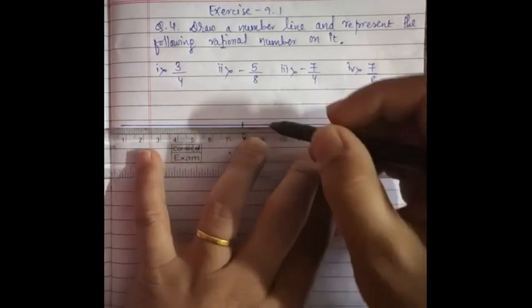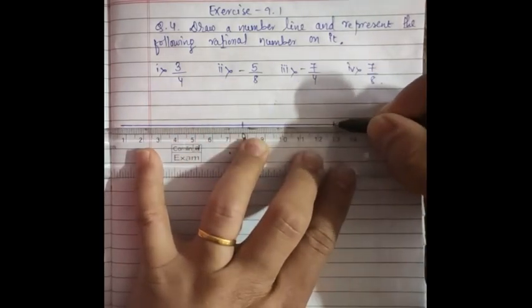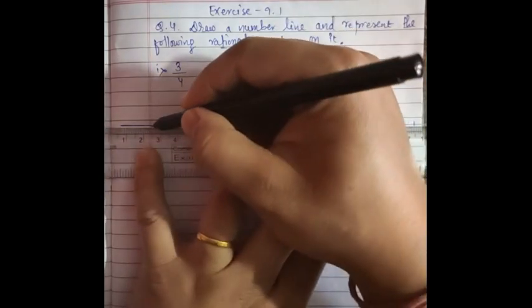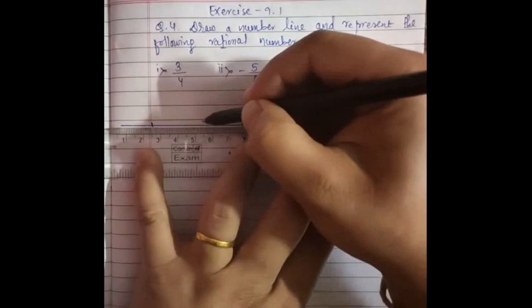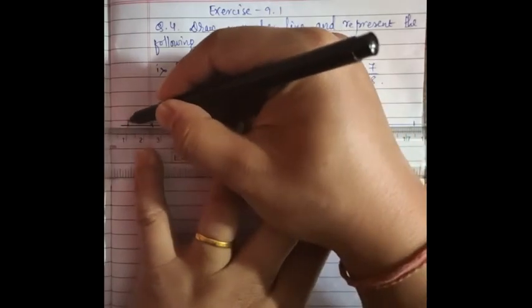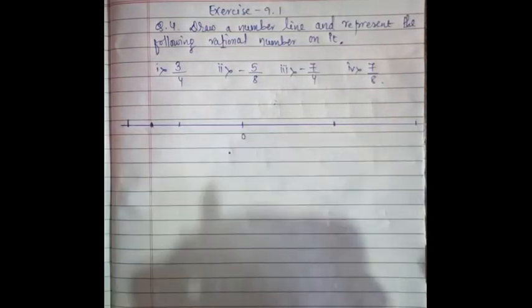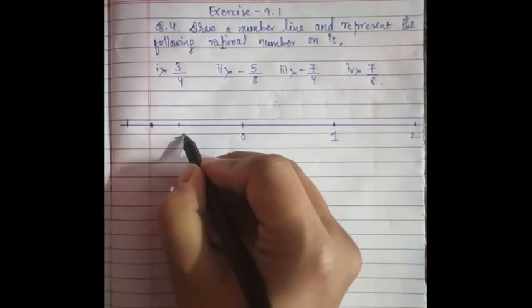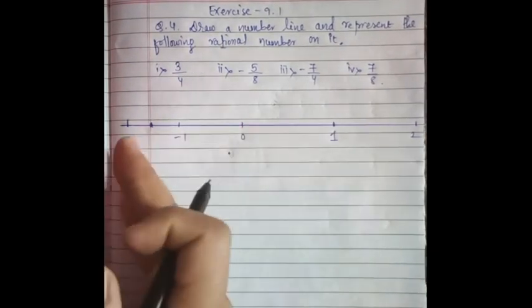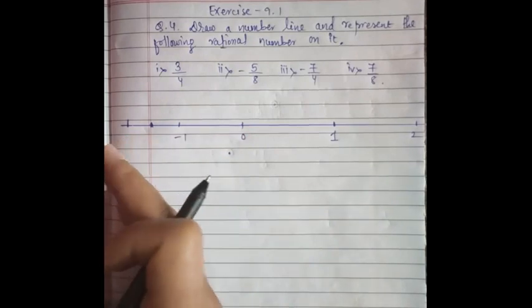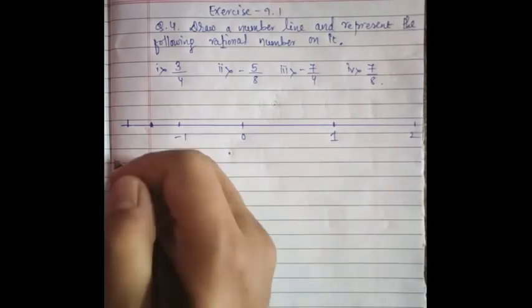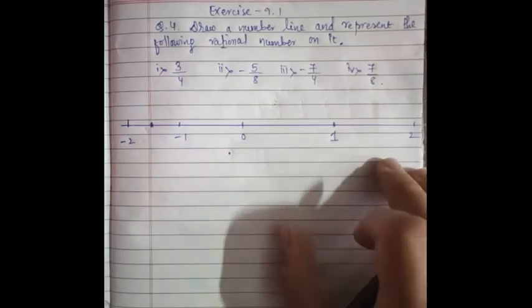Let us put this one a little bit far, okay. 2 here, and minus 1 here, minus 2 here, okay. So let us cross this. This is your 1, this is your 2, this is your minus 1. You know that below the 0 will be a negative integer represented by the negative side, and above the 0 will be represented by the positive integer, okay.